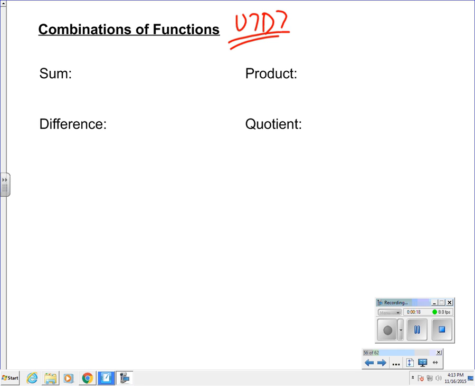So four basic combinations for functions we'll talk about first are just the sum, difference, product, and quotient of functions. Sum, just like with numbers, means we're adding functions together. Our notation for that, where f and g are functions, is f plus g of x. Our algebraic rule is pretty simple. We just add the two function values at that input value together. So f of x plus g of x.